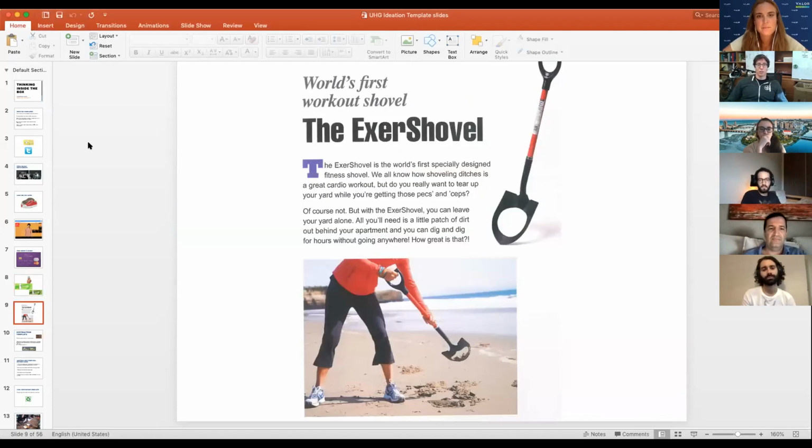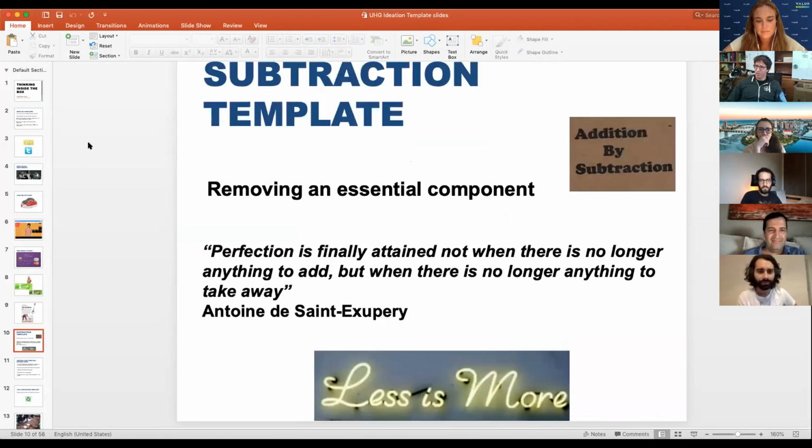Next, the internet. You find all kinds of crazy products on the internet. Turns out shovels are coming back, but here is just one example of a shovel. All right. So now, this is a subtraction template. In the subtraction template, what we do is we remove an essential component. Sometimes we remove that essential component and replace it with something else, and we'll get into that discussion. But what we're going to do is remove an essential component.